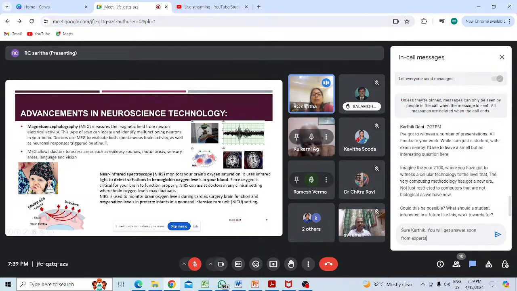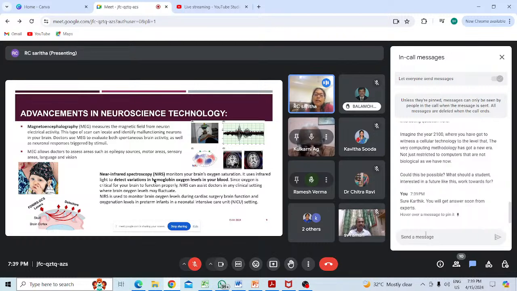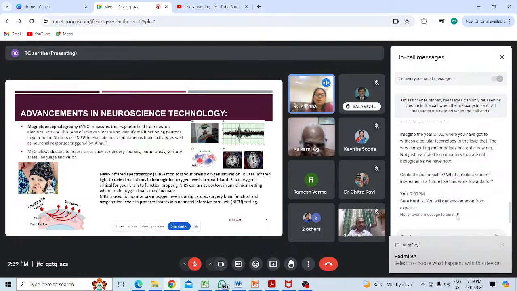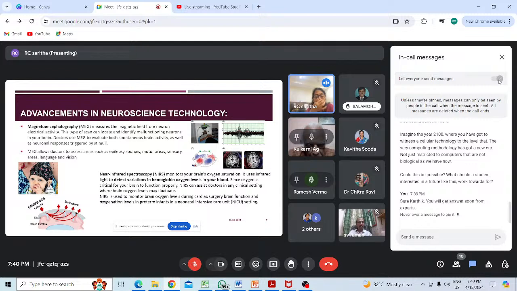Next one is NIRS. NIRS means near infrared spectroscopy. This monitors the brain's oxygen saturation. Whenever infrared light is injected through the skull into the brain, the detectors detect variations in the hemoglobin oxygen levels in your blood, and this oxygen is very critical for your brain. So NIRS can assist the doctors in seeing how the brain oxygen levels may fluctuate in the body.